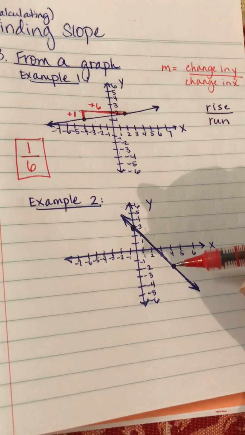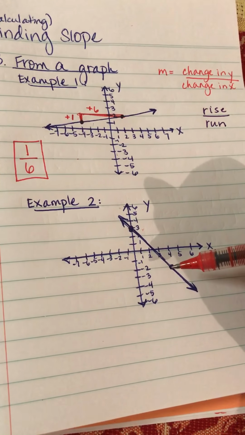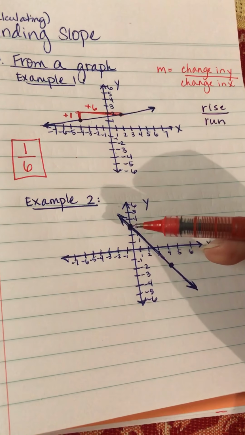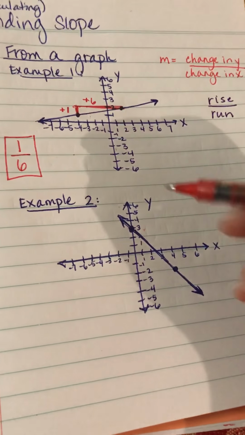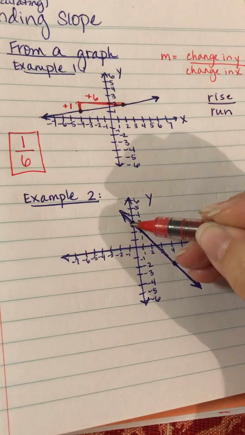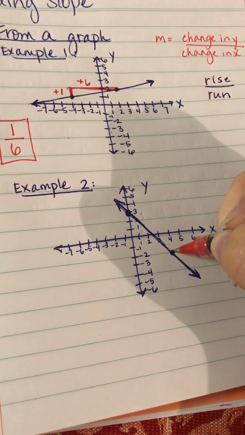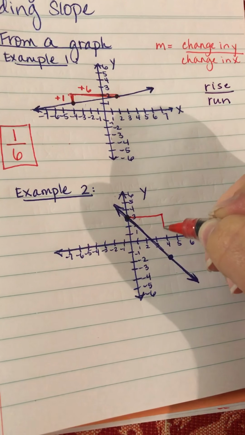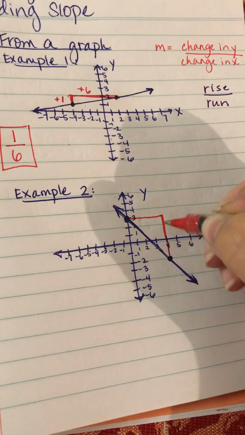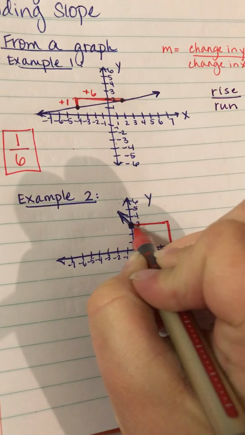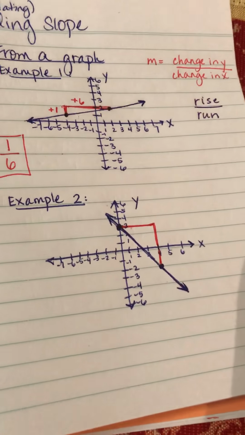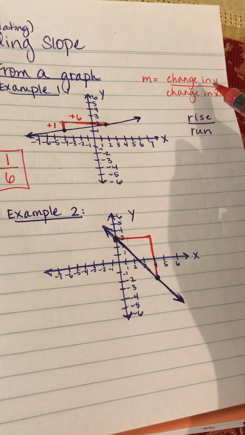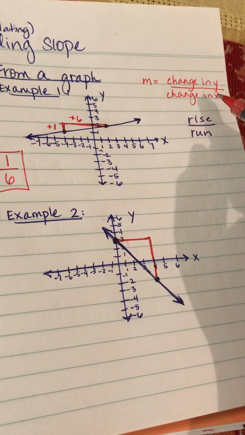Okay, so let's try the second one. Here's one of the ordered pairs, and here's the other one. I like to go from the lower point to the higher point, but it doesn't actually matter. You can go from the high point to the low one also. So I'm going to draw myself a slope triangle connecting one point to the next. Then I'm going to find my change in y values and my change in x values.